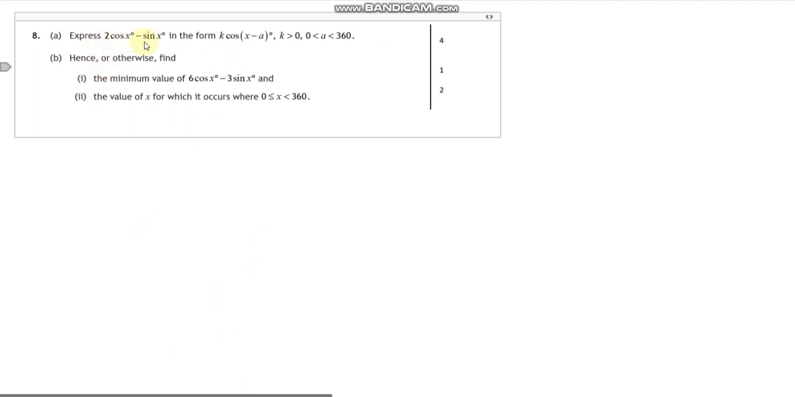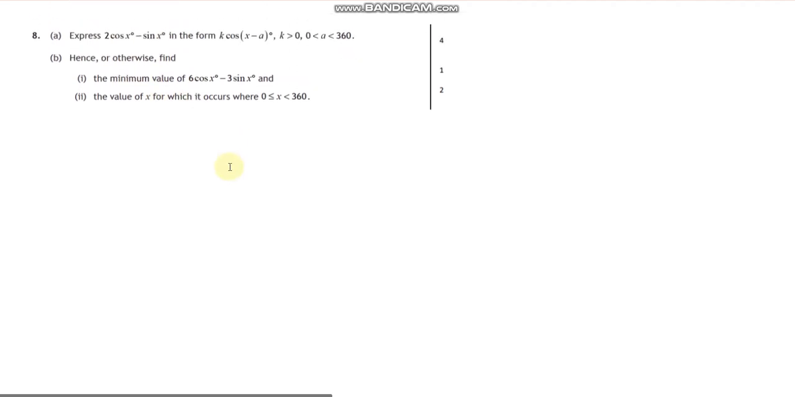So we're going to express a sine and cos as a wave function, exact same as what we did before. And then we're going to find the minimum value and where that occurs. It's very similar. So first thing I'm going to do is do a wave function, and again, I'll just go through that.